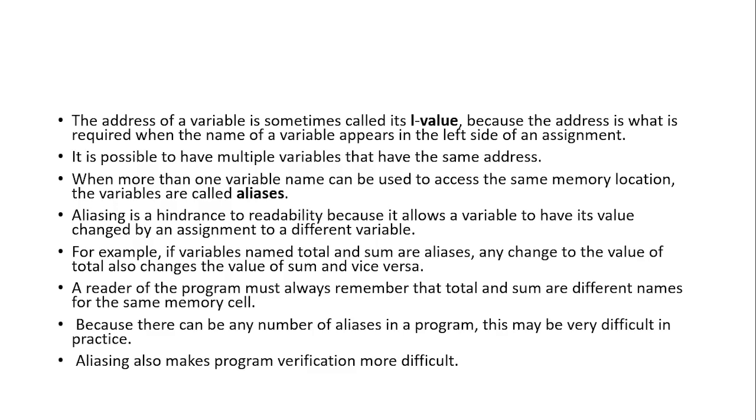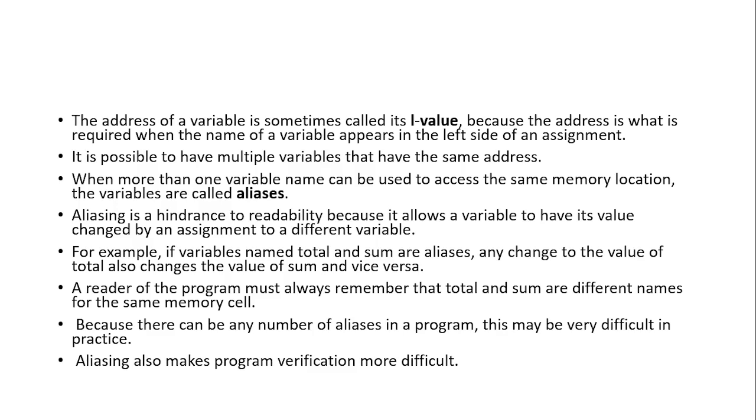Okay, so we have two variables and one memory, that is, they are mapped to the same memory location. So when we give an assignment to one variable, that will change the value of a different variable. That is the problem with aliases. Let's see one example.